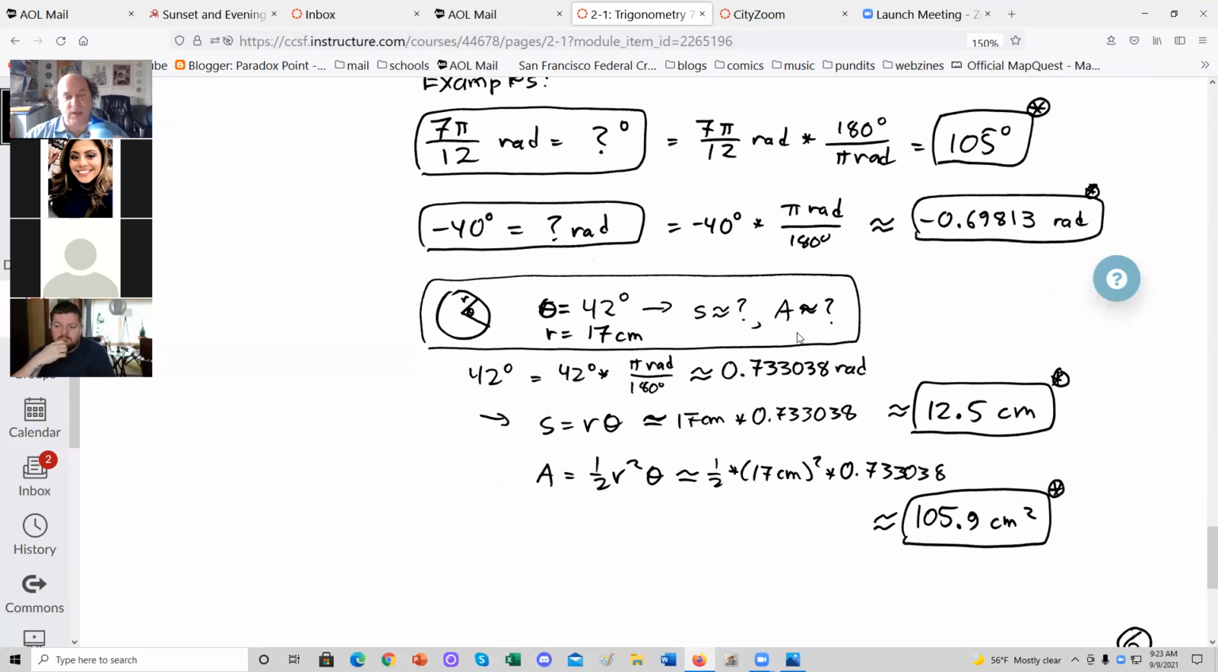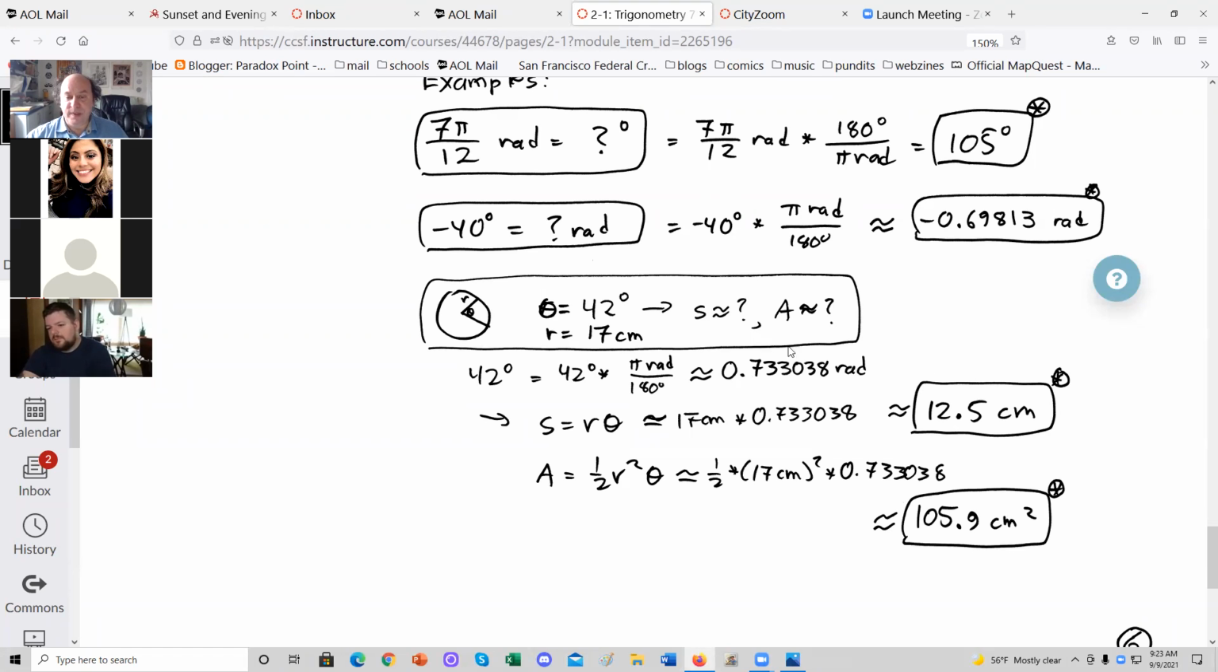And here we have a circular sector where the angle is 42 degrees and the radius is 17 centimeters. What's the arc length s? What's the circular sector area A? Here we go. First, we have to convert to radians, 42 degrees times pi radians per 180 degrees. After canceling the degrees and some calculator work, you get approximately 0.733038 radians.